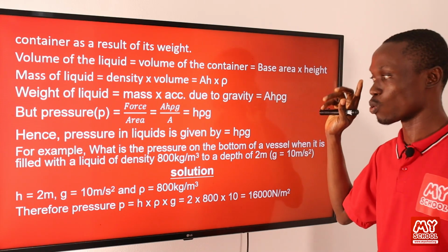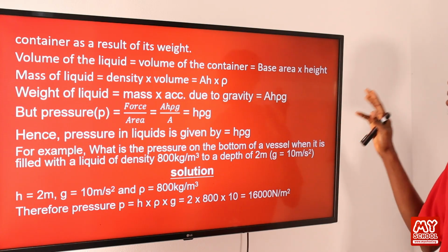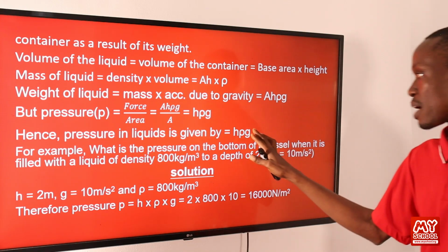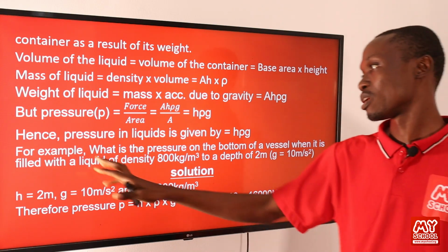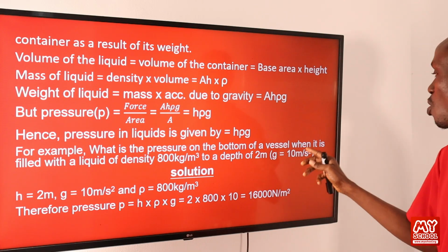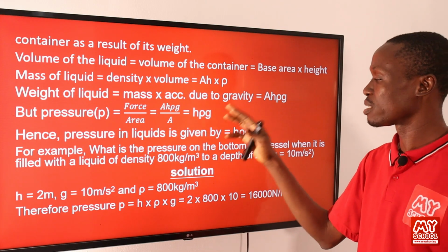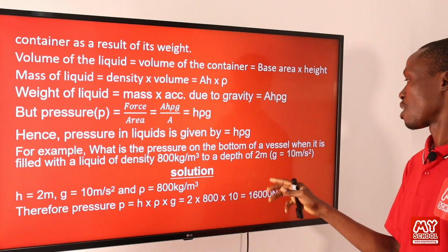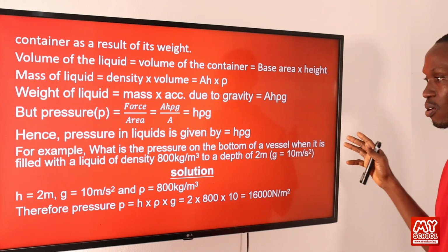And this experiment also shows that the pressure in a liquid is independent of the base area. Okay, so let's apply this new formula of pressure now in solving some problems. So let's take, for example, 1. What is the pressure on the bottom of a vessel when it is filled with a liquid of density 800 kilogram per meter cube to a depth of 2 meters, and we are asked to take acceleration due to gravity to be equal to 10 meter per second square.